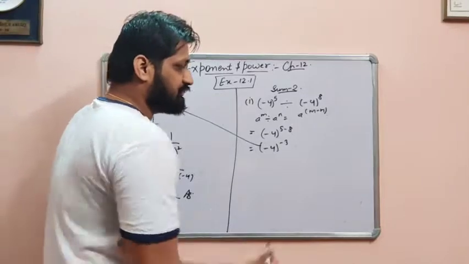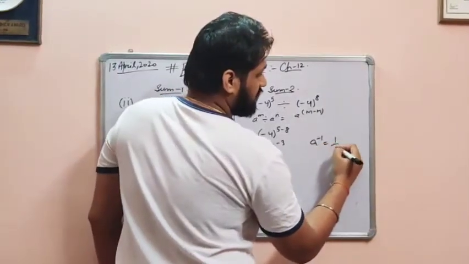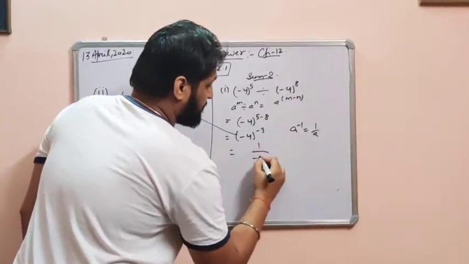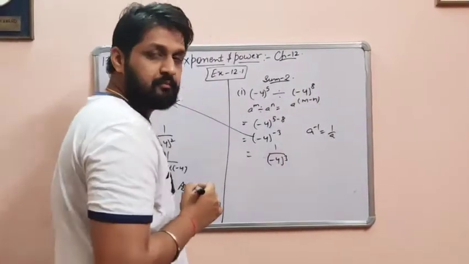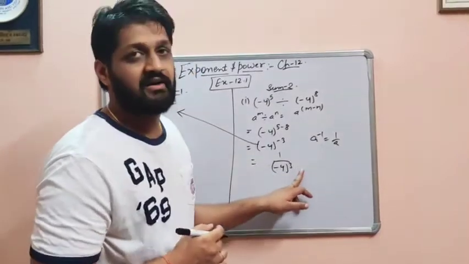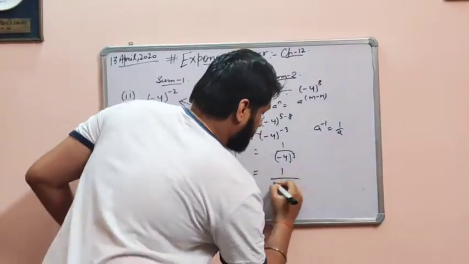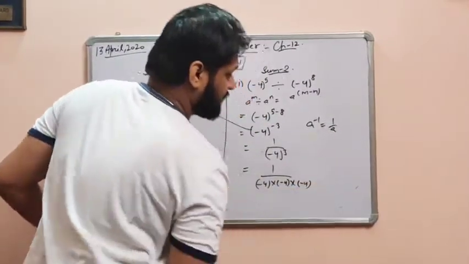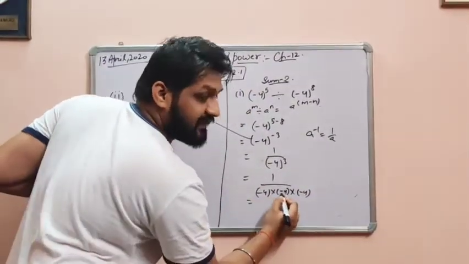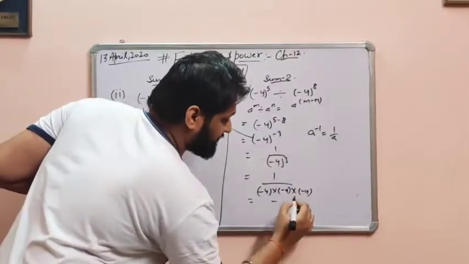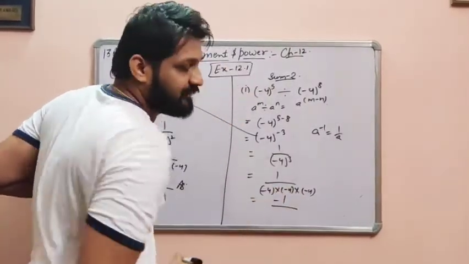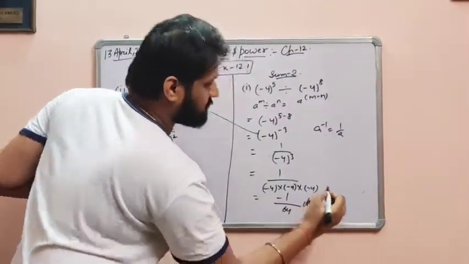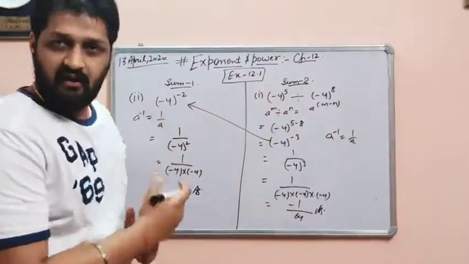So in order to remove the negative exponent, what was the law? Here it is written as 1 upon minus 4 whole cube, minus 4 raised to the power 3, and 1 upon minus 4 multiply minus 4 multiply minus 4. So minus minus is plus, plus minus is minus, so the minus sign will be there, and 1 upon 4 multiply 4 is 16, and 16 multiply 4 is 64. So minus 1 by 64 is the answer.